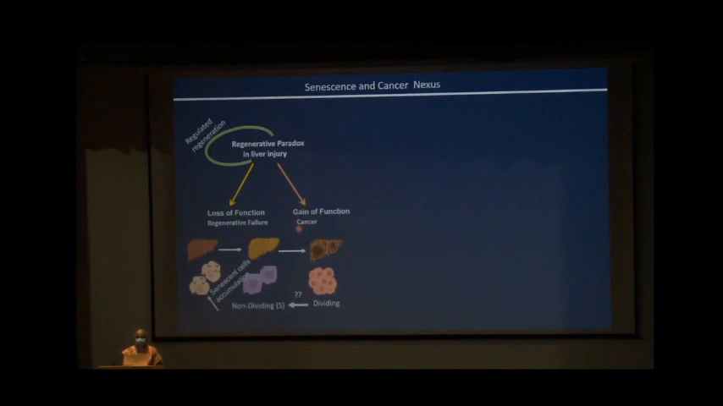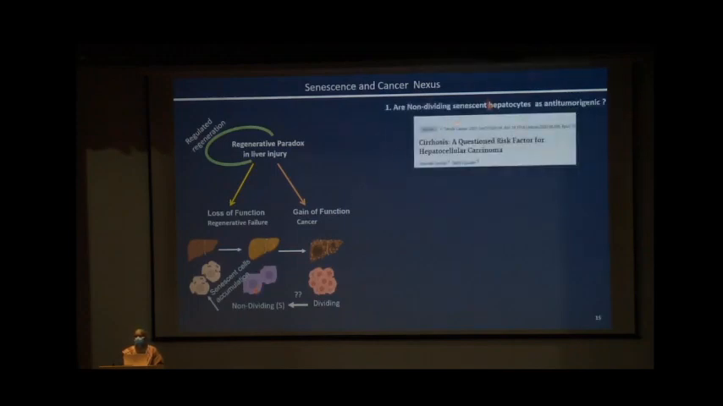Before I go into the cancer part, I want to introduce a paradox here. The regenerative paradox is, on one hand, you have the loss of function, and here the loss of function is exhaustion of the cells, leading to a regenerative failure. If the cells are not dividing, in this background, the cancer develops. So now the question is, if this dividing cell can be put back into a so-called senescent phenotype, it will be non-dividing and it will be good. Now this is a provocative statement, but in general, what is believed is that the non-dividing senescent hepatocytes are actually an anti-tumorigenic mechanism.